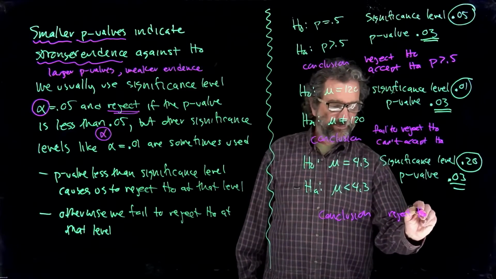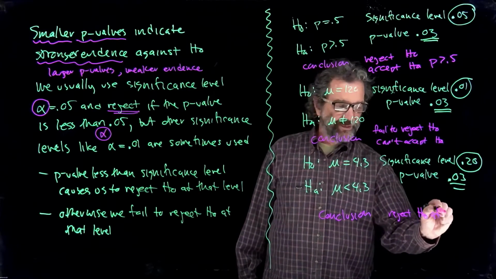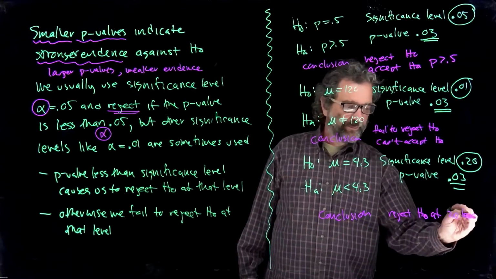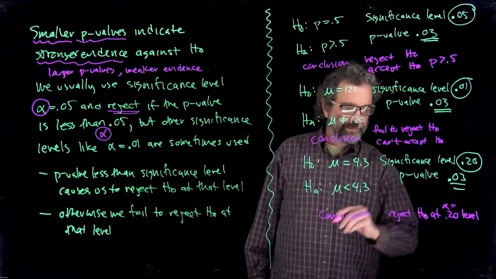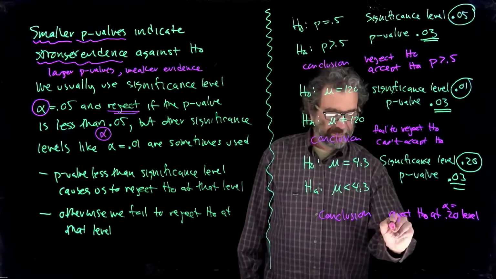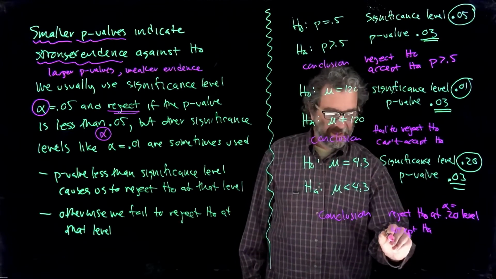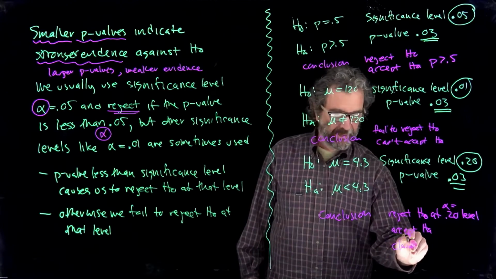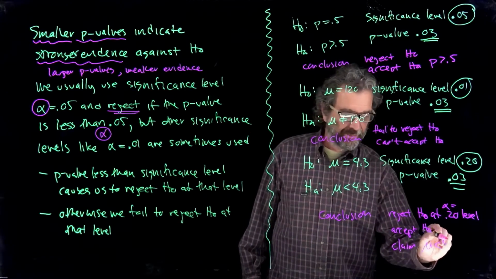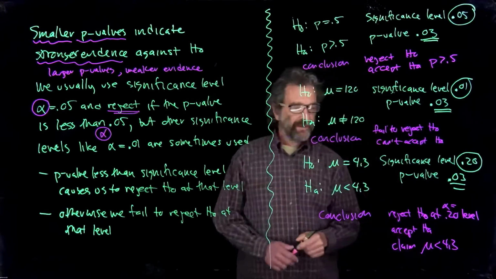H0 at the 0.20 level. Sometimes we'll say alpha equals 0.2 level, and accept HA and claim the mean might be less than 4.3. It looks like it might be.